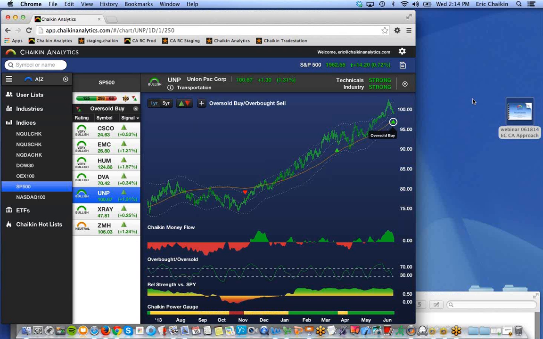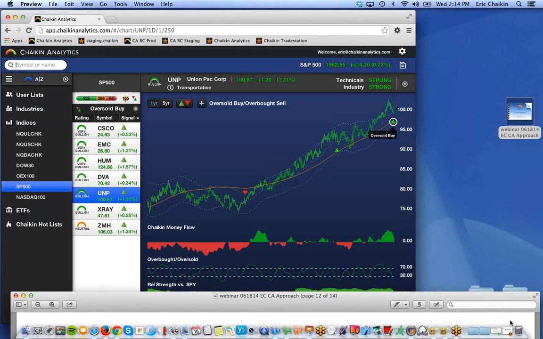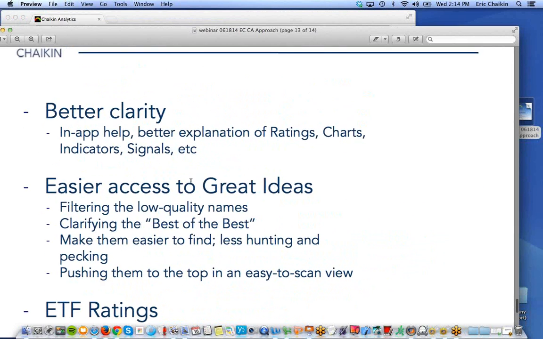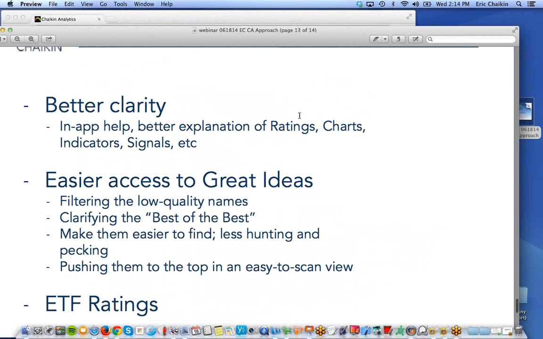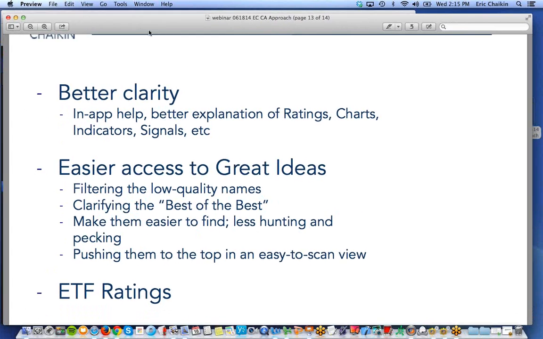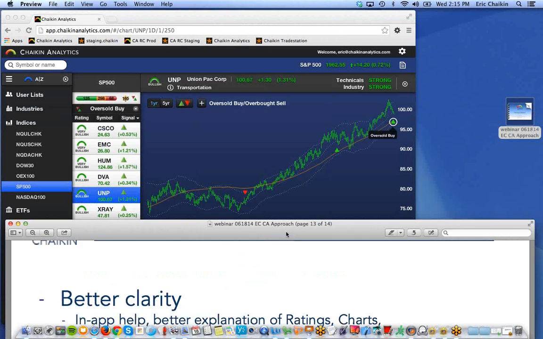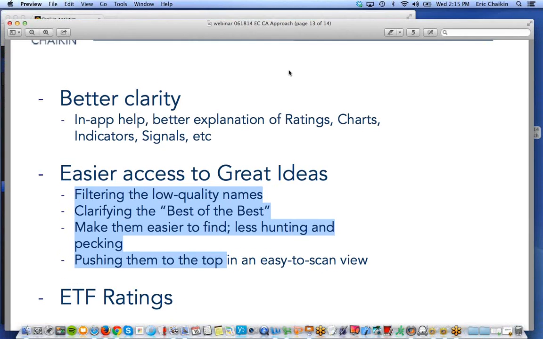This is the last thing I was going to cover: what are we up to now? So here are our next set of priorities. Better clarity in the product, in-app help, better explanation of ratings, charts, indicators, signals, etc. We really want to focus on providing you great, easier access to great ideas. We know there's still a little manual work to find the best ideas in the system. We're going to be working on ways to filter out the low-quality names, clarify what the best of the best are, make them easier to find, and push them to the top in an easy to work with view.